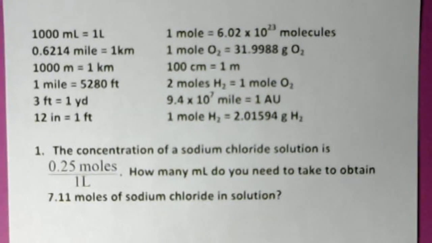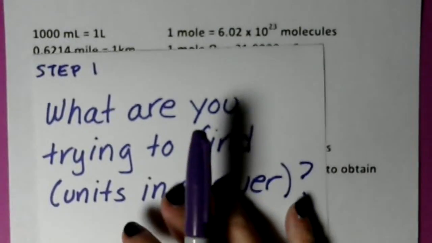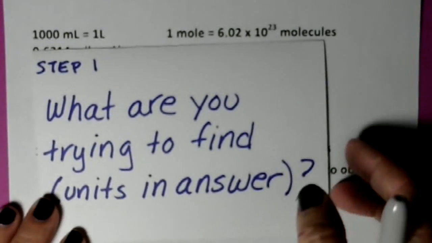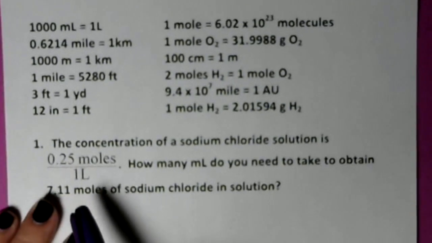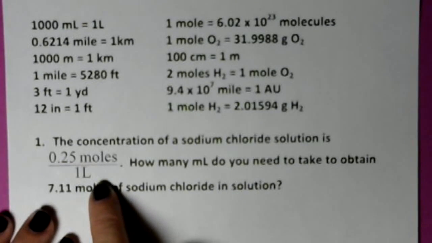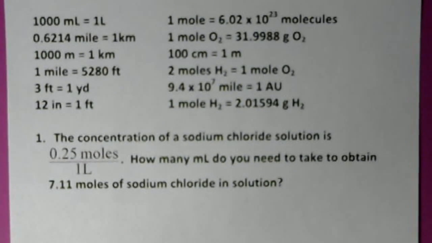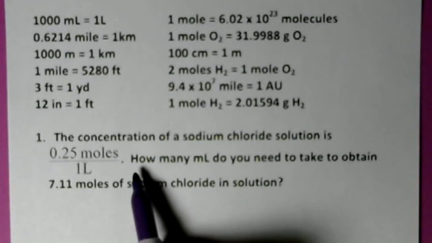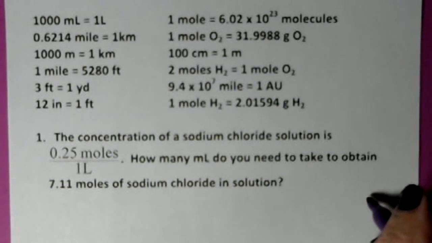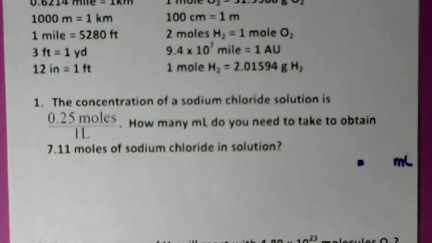So let's review the 6 steps to solve problems, and then use those 6 steps to work on these 3 problems. If you remember, step 1 was, what are you trying to find? What are the units in the answer going to be? So let's look at question 1, and it says the concentration of a sodium chloride solution is 0.25 moles over 1 liter. How many milliliters do you need to take to obtain 7.11 moles of sodium chloride in solution? So I look for keywords like how many, calculate the, and it has one of those phrases, how many milliliters. So I'm trying to find milliliters, so I'm going to put that way over here on the right-hand side. So we're done with step 1.